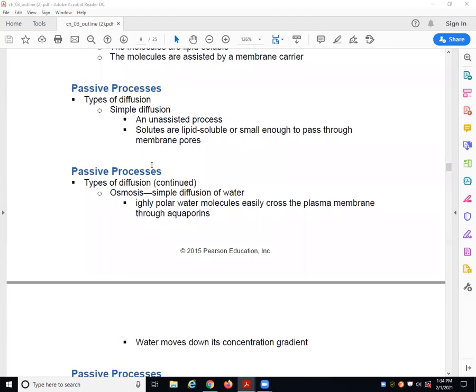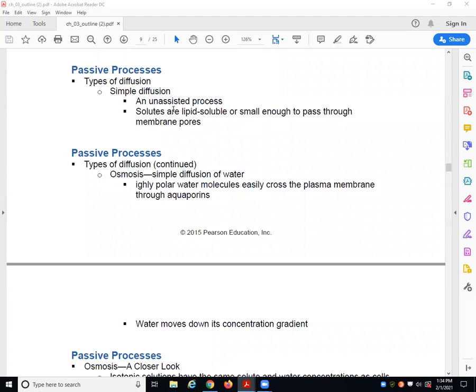So there are different kinds of diffusion. You have simple diffusion. No assistance is needed here. If the solutes are soluble in lipids, which means they can go through the lipid membrane, or are small enough to go through pores in the membrane, you get simple diffusion.